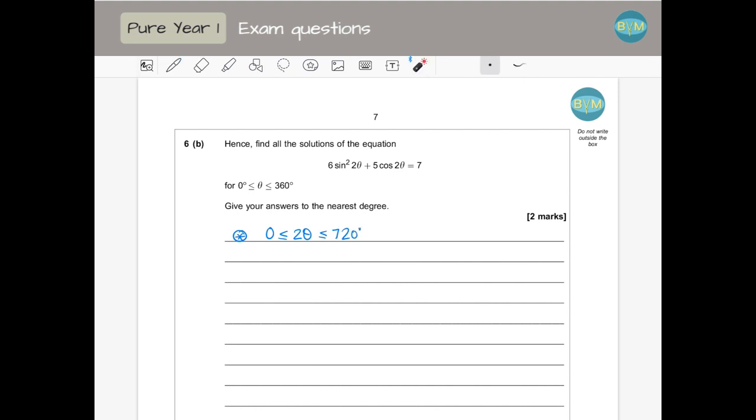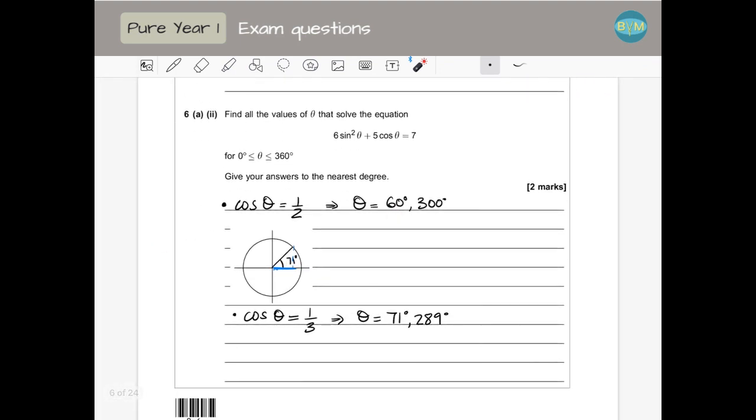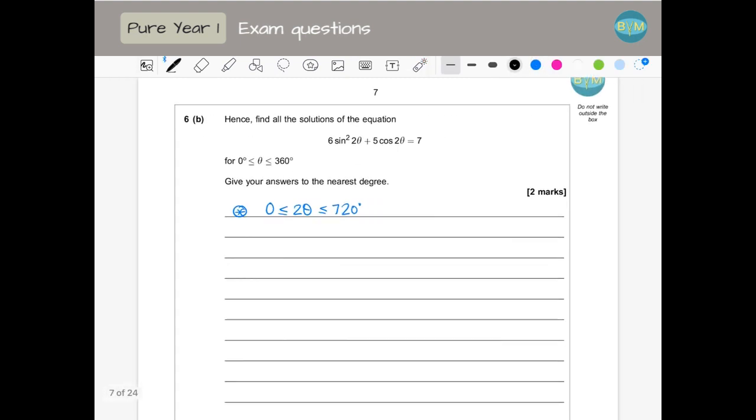I have to find all the solutions in this interval, which means apart from these 4, I may have more because I can just go around and still be in my interval. If I think of these 2, I have 60 and 300. If I add 360 to these, because I go around once, it is still in my interval. So we have that 2 theta is going to be 60, 300.